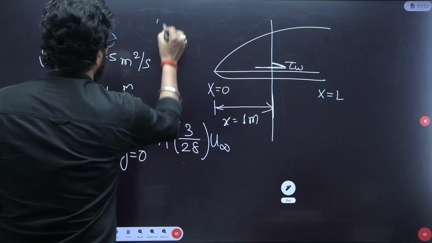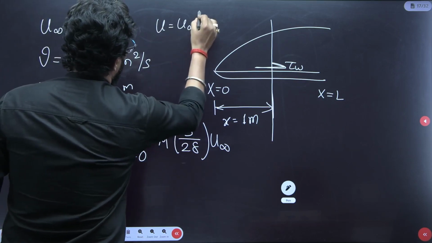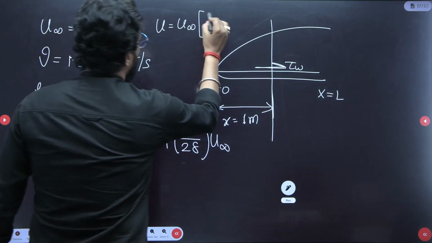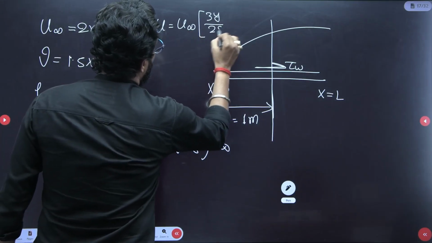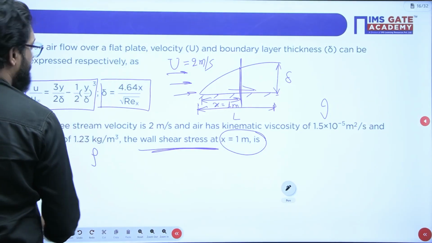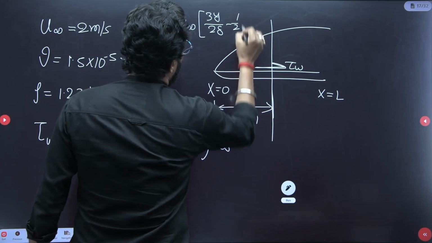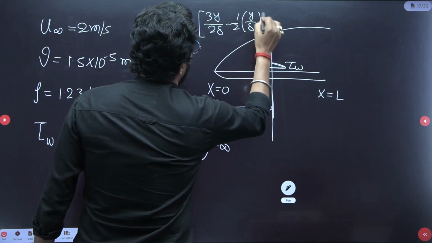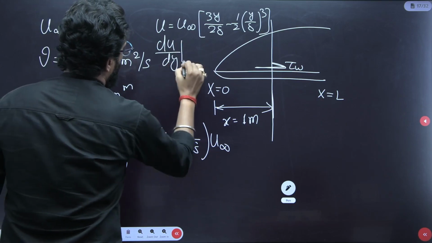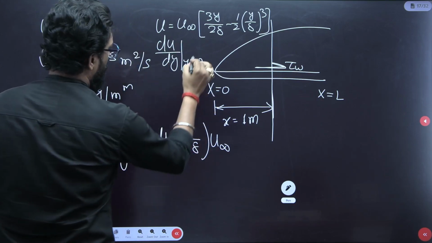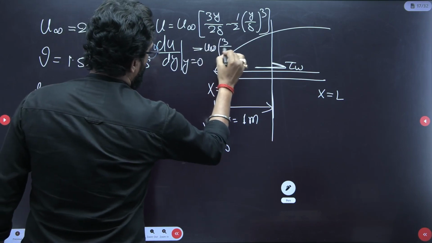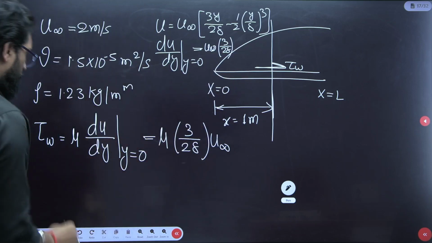What is the u value? U is equal to u infinite. What is given? U by u infinite is 3y by 2 delta minus 1 by 2 (y by delta) cubed. This velocity profile is given, just differentiate du over dy and put y is equal to 0. This is your value. That means u infinite 3 by 2 delta. Put this value back, so this is your wall shear stress.